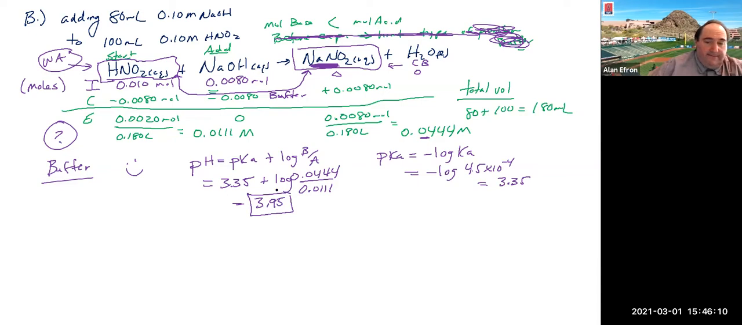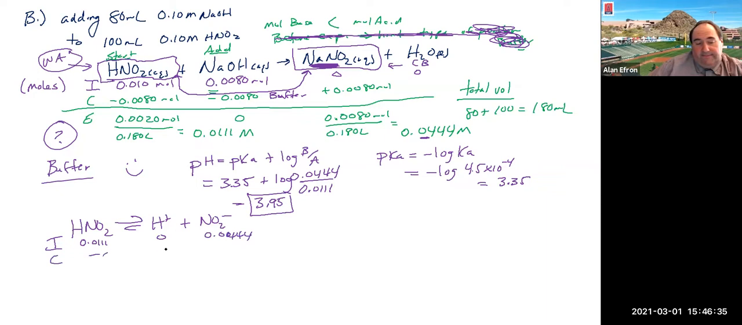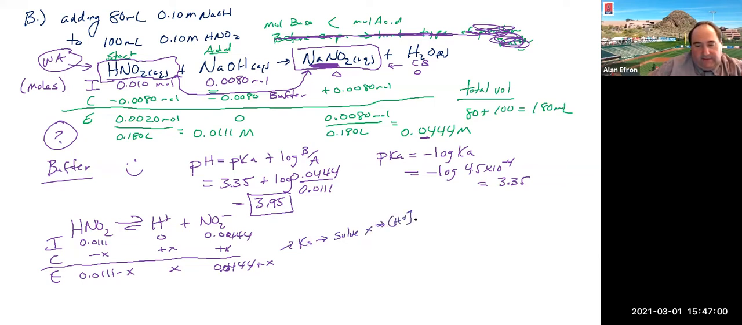Any questions on that there? And again, to remind you that if you chose the ice table approach over the Henderson-Hasselbalch, this is what it would look like. You would have over here 0.0111, 0.0444. We would use X's. I think I squeezed a zero in there. And obviously that would go into your Ka. You would solve for X. And then you would go into your pH, because that would obviously be your H plus, which should end you here as well. So you do have a couple of different ways you could do that, but either way should get you to the right spot.